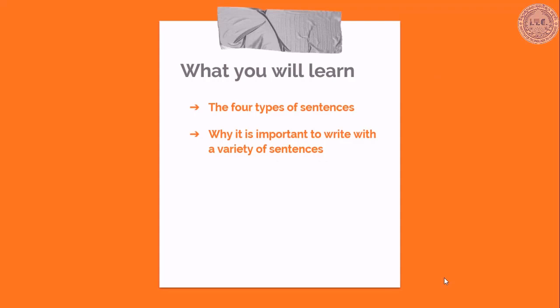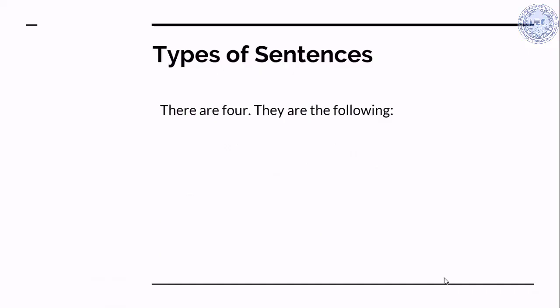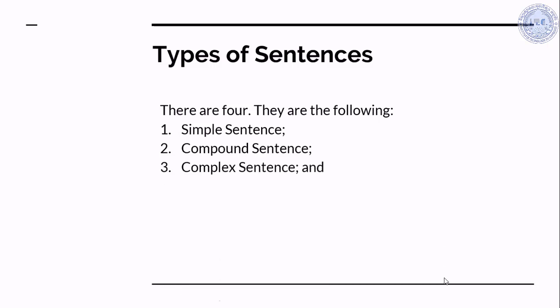So in this presentation I'm going to focus on 2 points. The first one is about the 4 types of sentences, and the second one is why it is important to write with a variety of sentences. So without any further delay, now let's take a look at types of sentences. There are 4 types. They are the following. The first type is simple sentence. The second one is compound sentence, complex sentence, and the last one is compound-complex sentence.